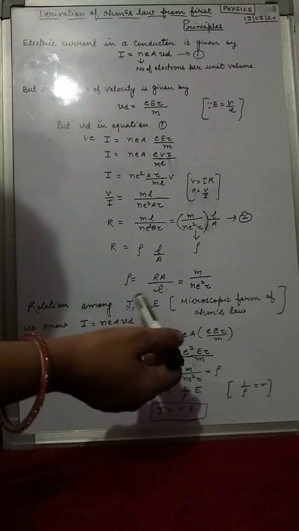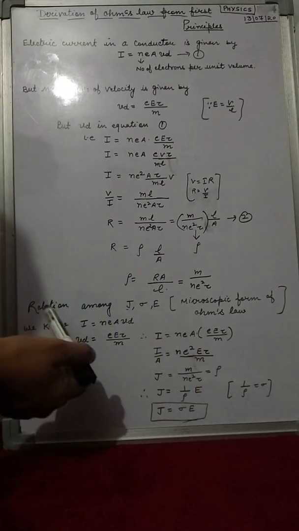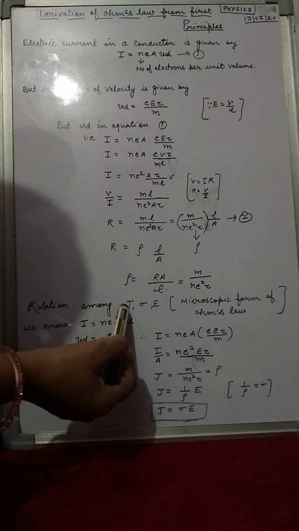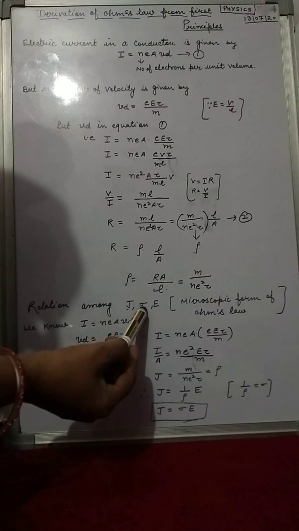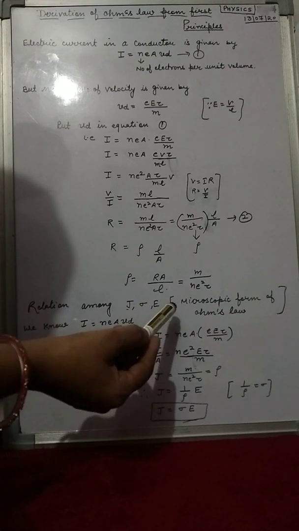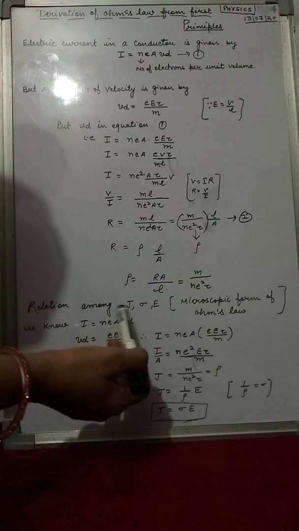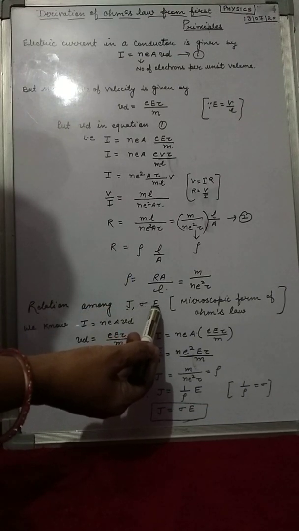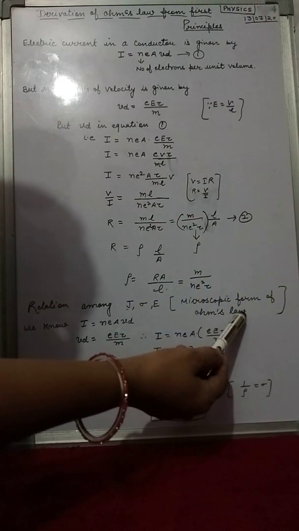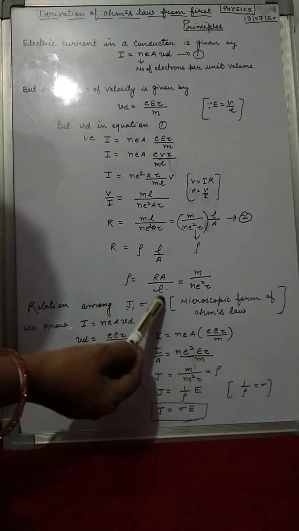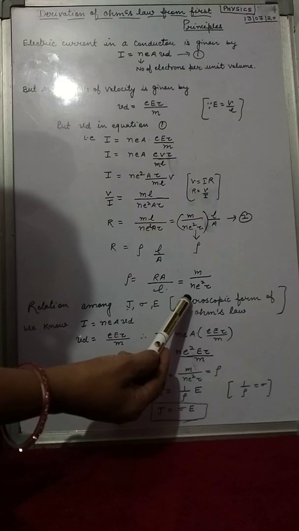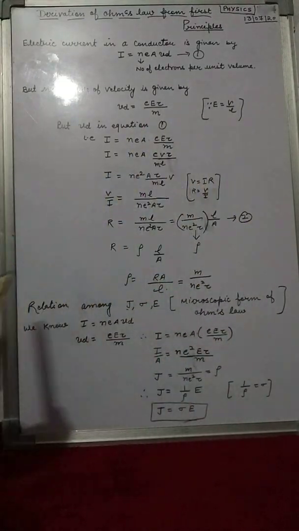Now there is one more relation among J, that is current density, σ, the conductivity, and E, the electric field. The relation among J, σ and E is the microscopic form of Ohm's law. Now we will derive this relation, the microscopic form of Ohm's law.